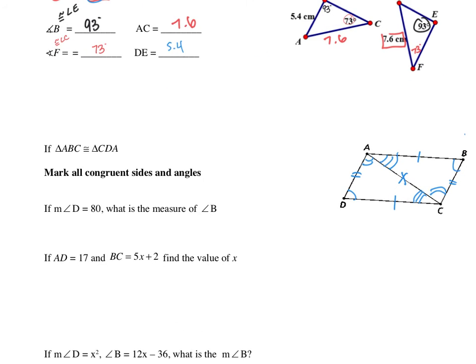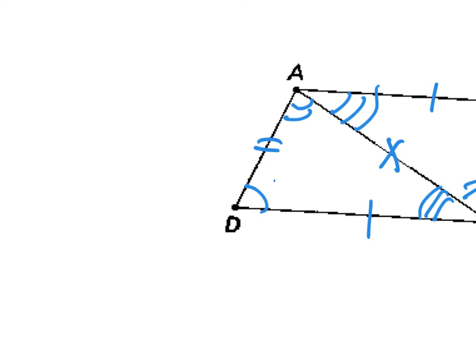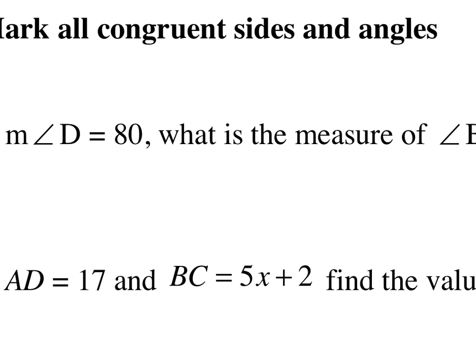And then I have my reflexive of AC. So if the measure of angle D is 80, what is the measure of angle B? So if you look, I'm going to put an 80 in here. And if I look over here, I want to find out angle B. Well, they both have one semicircle, so they're going to be congruent. So I can say angle B is equal to 80 degrees. And that's your final answer.